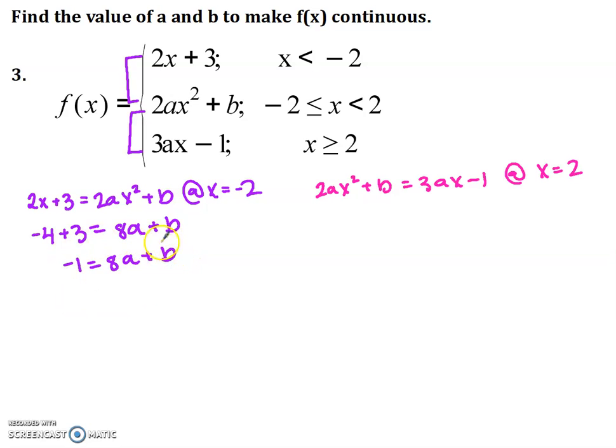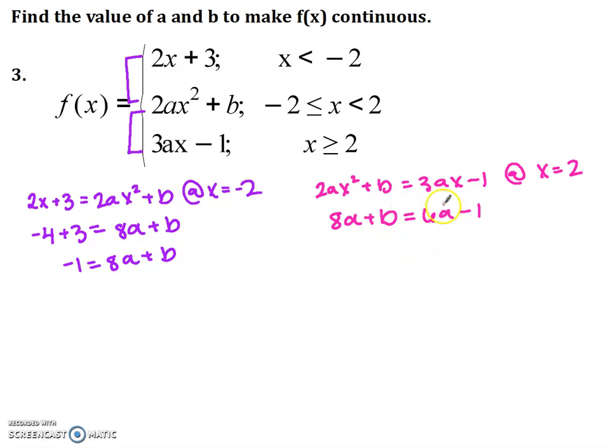Okay. And then I can't solve this one yet because it has 2 variables. So what we're going to have to do is solve a system. So we're going to have to get a second equation over here. So now I'm going to plug in 2. So 2 squared is 4, times this 2 would be 8. So this is going to give me 8a plus b. Here when I plug in 2, that'll give me 3 times 2, so 6a minus 1.